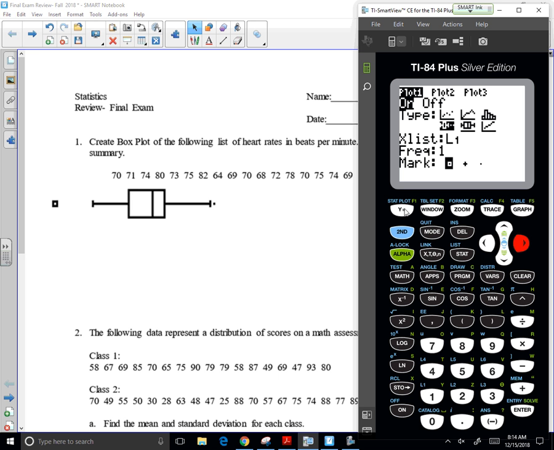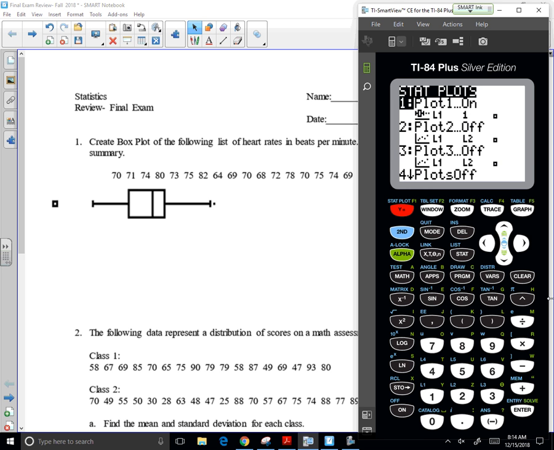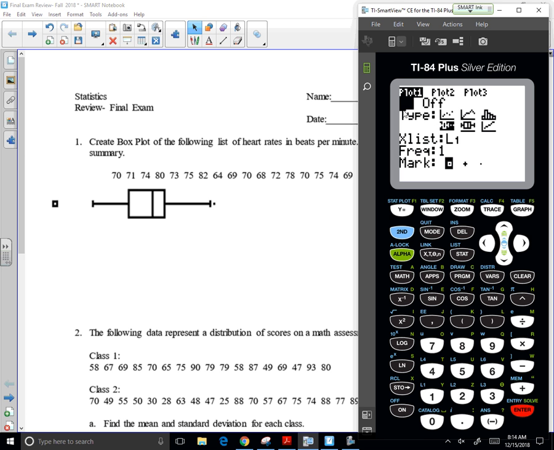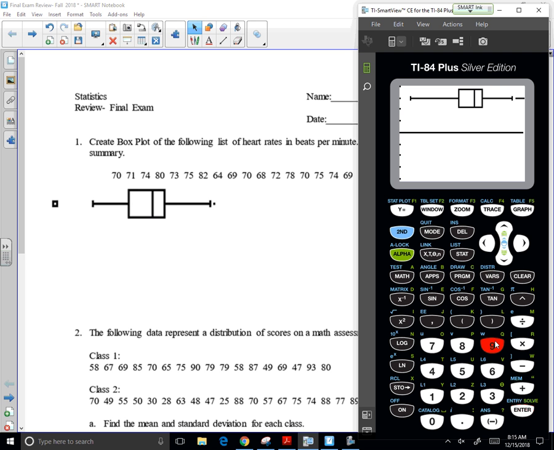So second y equals brings you back into your stat plot. Second y equals, enter on plot 1, it's on, hit the down arrow to get into the type, hit the right arrow to get to the one that you want, and then hit enter. Once you've done that, make sure it's pointing to the right list of data. I put all my data in L1, and each one of those values I put in once. All right. So I'm looking at the ordinary box plot. So I'm going to do a zoom 9 again.